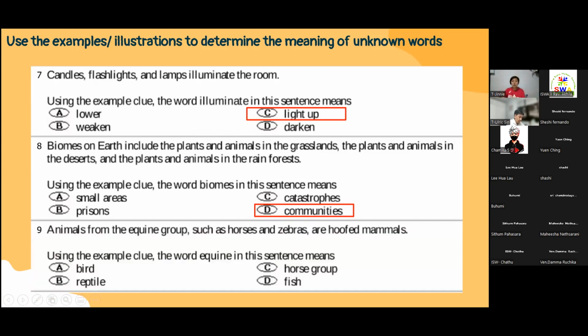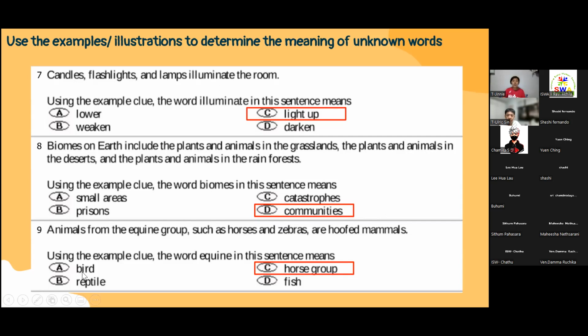Okay, so let's do the last question. Let me read. Animals from the equine group, such as horses and zebras, are hoofed mammals. Wow, so many difficult words, but I want to find out the meaning of equine. Which are the examples? The examples are here, such as horses and zebras. So let's think, what are horses and zebras? They are hoofed mammals, but what kind of group do they belong to, which is a giveaway? Yes, Sashi, very good.